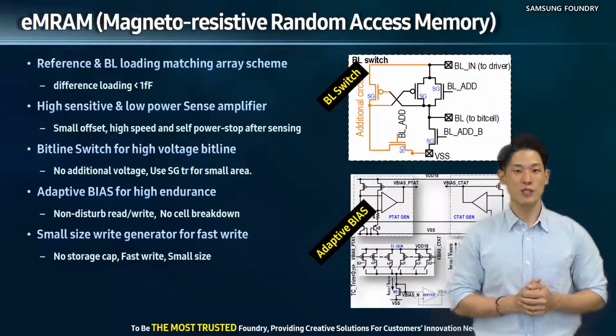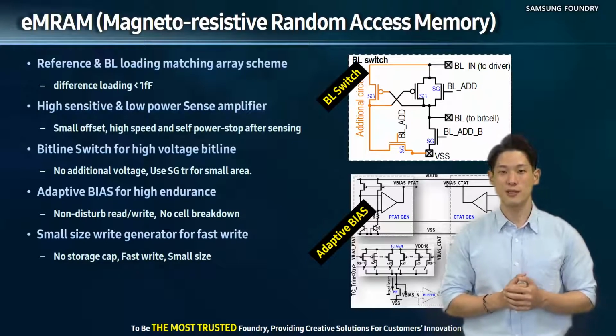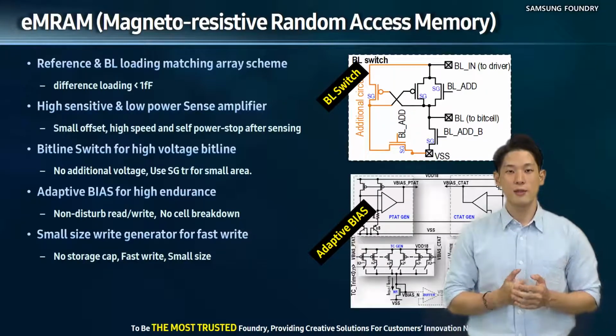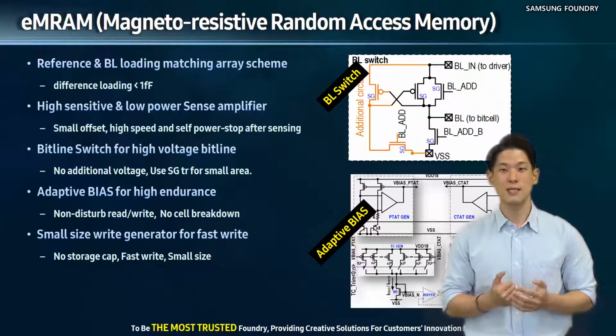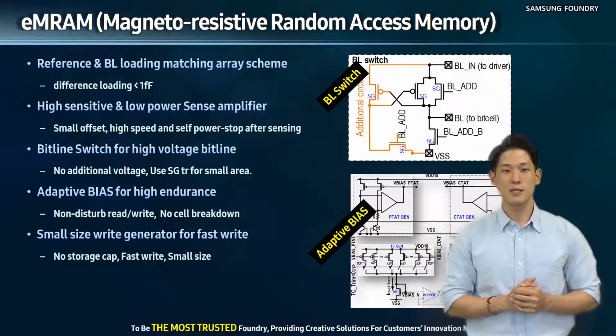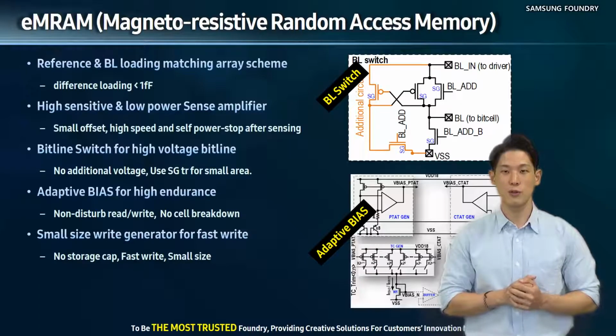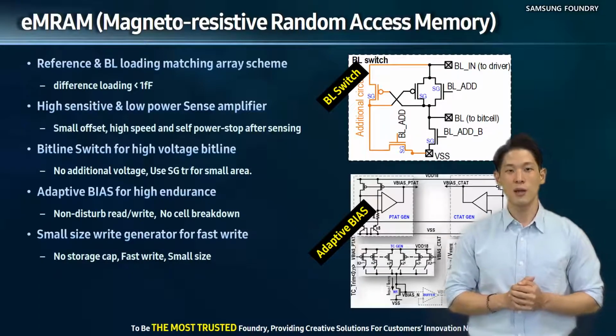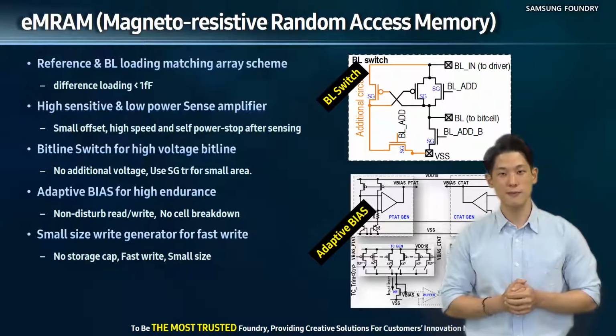The array scheme, which minimizes mismatches between reference line and bit line, was developed to increase the read margin. The difference between the two is very small, less than 1 femtofarad. SenseAmp with small offset is developed to distinguish the small difference between 0 and 1. In order to optimize this read power, it blocks the power consumed by itself after read sensing.